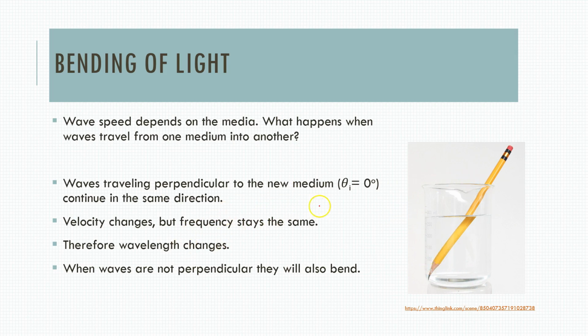It says right here that whenever waves travel perpendicular to the new medium, they continue in the same direction. So in other words, whenever the waves come in exactly perpendicular, they'll continue to go straight. They'll continue to go in the same direction. The problem is that their angle doesn't change, but the velocity changes. And if the velocity changes and frequency stays the same, you know our formula, v is equal to lambda f. If the velocity changes, but the frequency stays the same, then that means your wavelength has to change. And it means that they're going to end up bending, and you're going to see the bending of light.